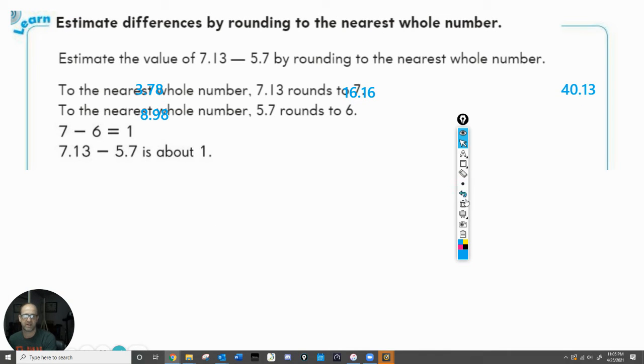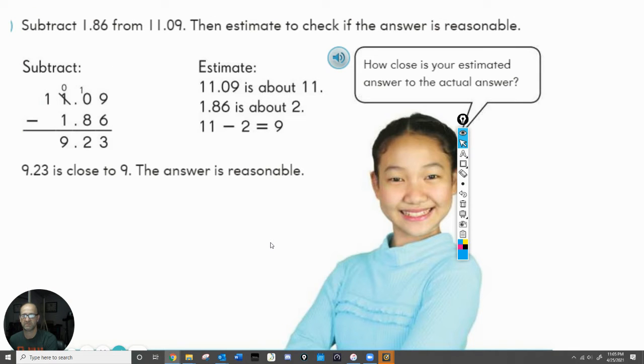Okay, subtraction works exactly the same way. You can pause me and read this, but I'm just going to continue so we can keep this video at a reasonable amount of time. Pause me if you want to, and then let's carry on. Same thing here. They're doing just the straight up subtraction, and then getting 9 2/300 when you subtract 1 86 from 11 900. That's about 11. That's about 2. 11 minus 2 is 9. So yeah, answer is reasonable.